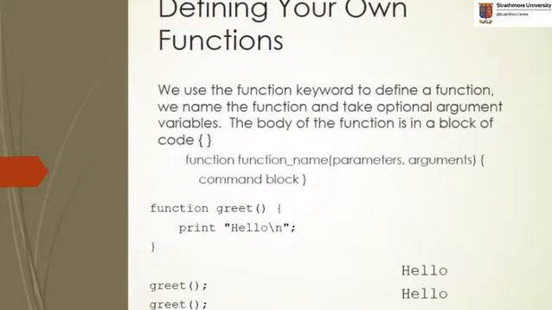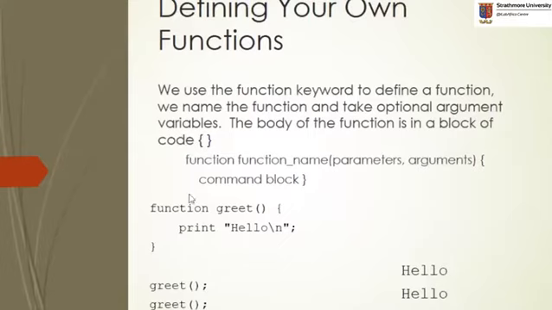To define a function, we start with the function keyword. Then you give the function name, the name that you'd want, and then you give the parameters and the arguments that you'd want within brackets. Then the block of code, or the task that is supposed to be done, goes within what we call the curly braces.